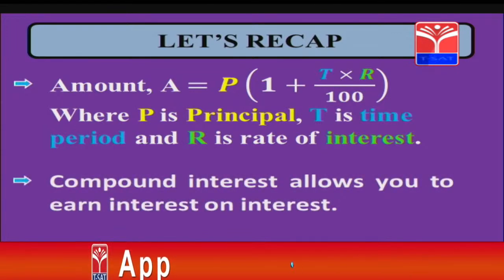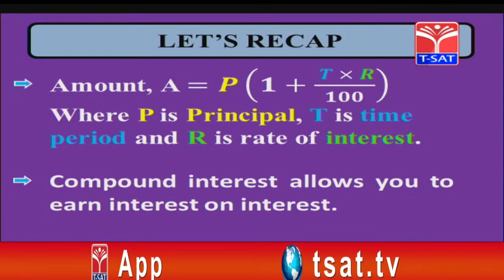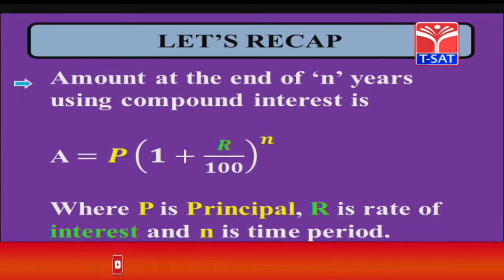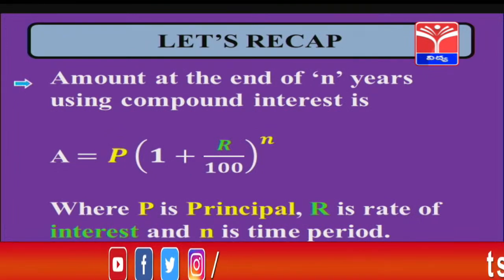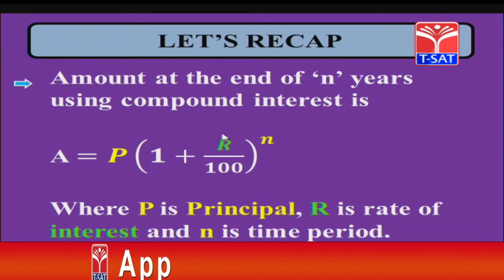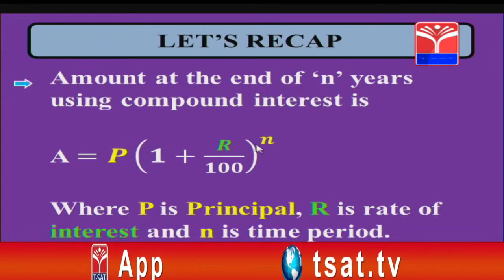Compound interest allows you to earn interest on interest. The amount at the end of n years using compound interest is given by A is equal to P into 1 plus R by 100 whole power n. Here P is the principal, R is the rate of interest and n is the time period.